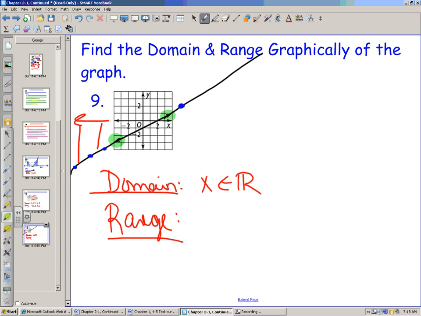So let's go over here to the positive side. Here's a y value. Here's another y value. Here's another, and another, and another. And then it goes off into space. So do I have any max there? I do not. So y is an element of the reals also, because it goes from -infinity to positive infinity.